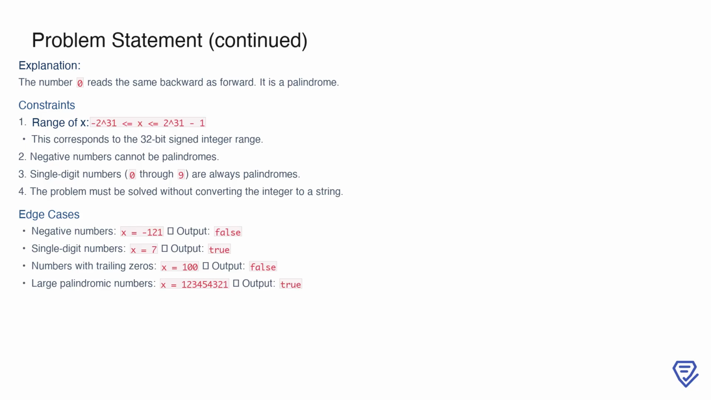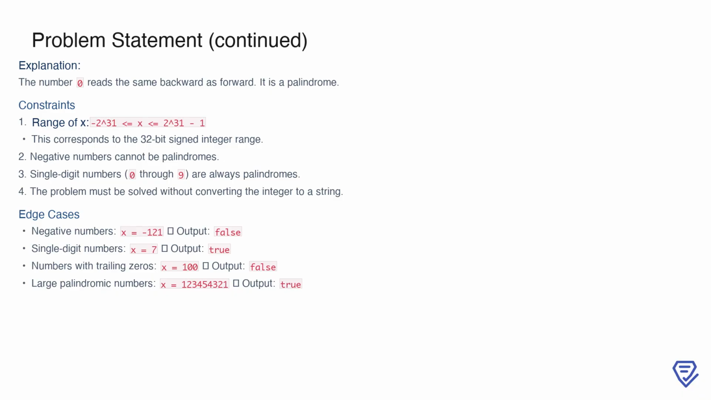Additionally, there are a few constraints and edge cases to consider. For instance, the input number must lie within the 32-bit signed integer range, which is from -2^31 to 2^31. Negative numbers are inherently not palindromes because of the negative sign. Single-digit numbers from 0 to 9 are always palindromes.